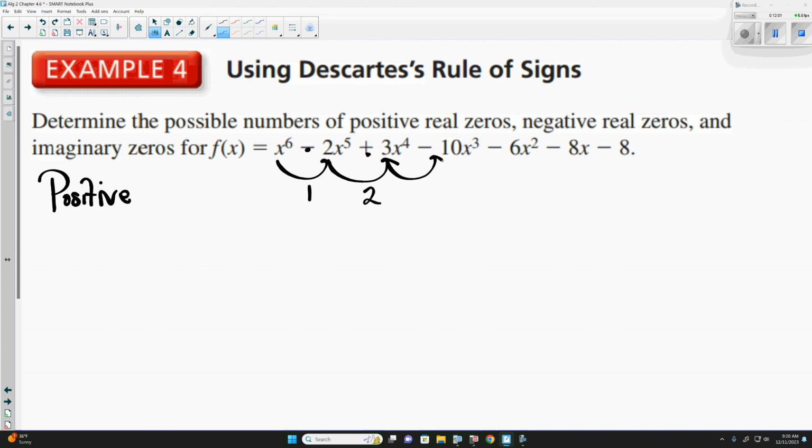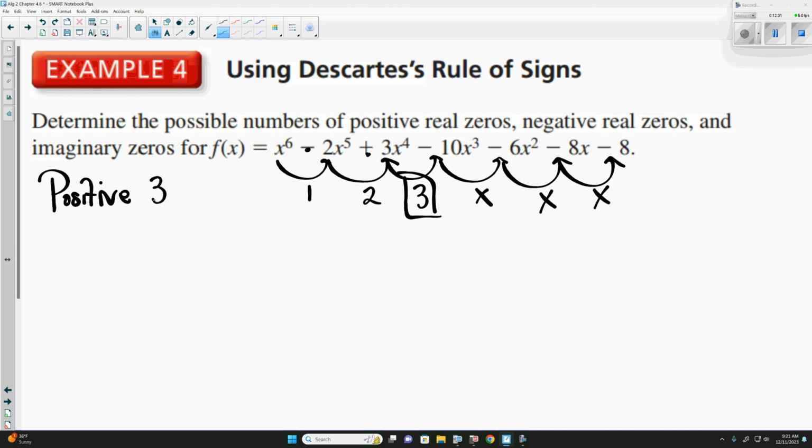Now we're going from the x to the 4th term to x to the 3rd. X to the 4th is positive, x to the 3rd is negative. Does the sign change? Yes. X to the 3rd to x squared is negative to negative, so no. X squared to our x term, negative to negative, so no. And lastly, our x term to constant, no. So the number of sign changes we have is 3.